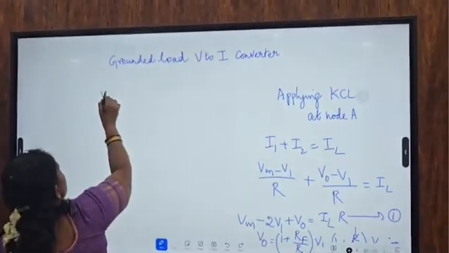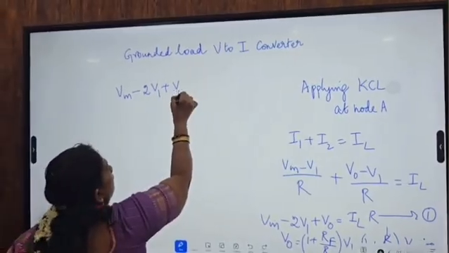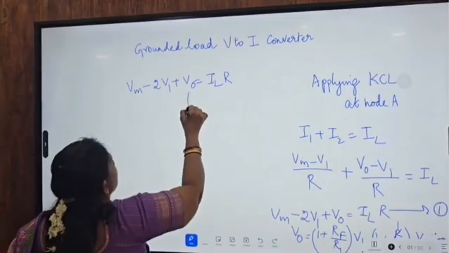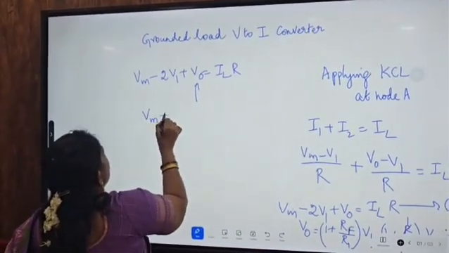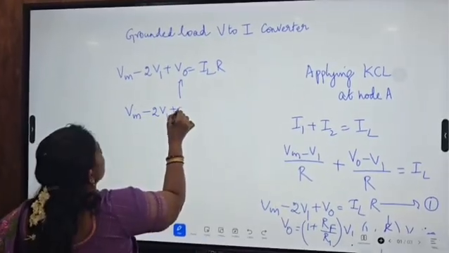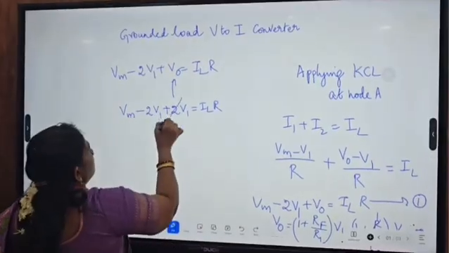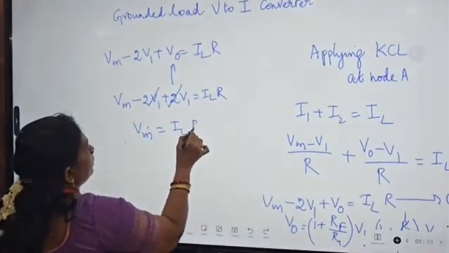Now substitute equation 2 in equation 1. Vin minus 2V1 plus V0 is equal to IL into R. Substituting V0 is equal to 2V1, it becomes Vin minus 2V1 plus 2V1 is equal to IL into R. So these two get cancelled. We get Vin is equal to IL into R.